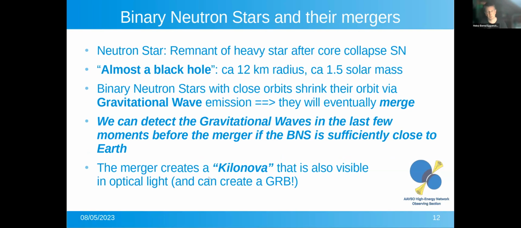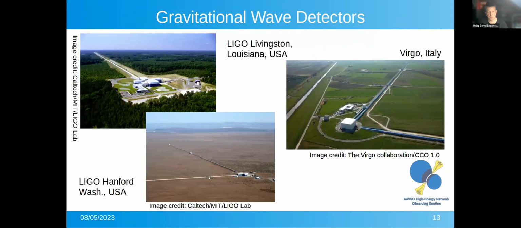Binary neutron stars are just systems of two neutron stars. I won't go into the physics too much here, but eventually they can merge, and that merging of neutron stars creates gravitational waves, which can be detected by gravitational wave detectors. And after they merge, they create something that is visible also in optical wavelengths, which is called a kilonova, because it's much brighter than a nova, but a bit less bright than a supernova. And there can also be a gamma ray burst coming with it.